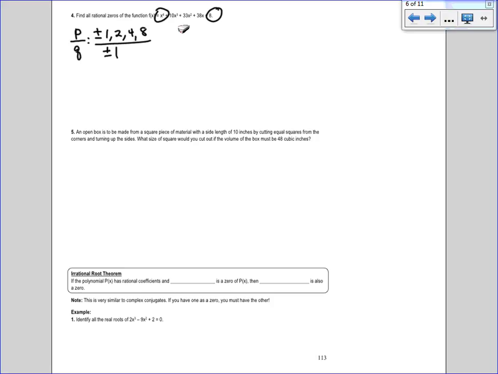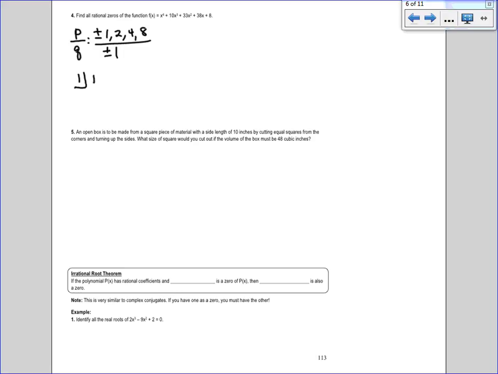Okay, so that means I have 8 different possibilities. I have 1, 2, 4, and 8, and I have -1, -2, -4, and -8. Okay, let's try the smallest one. So let's try 1 first.